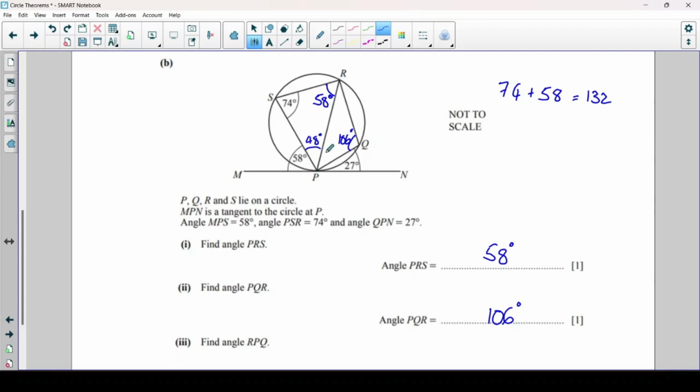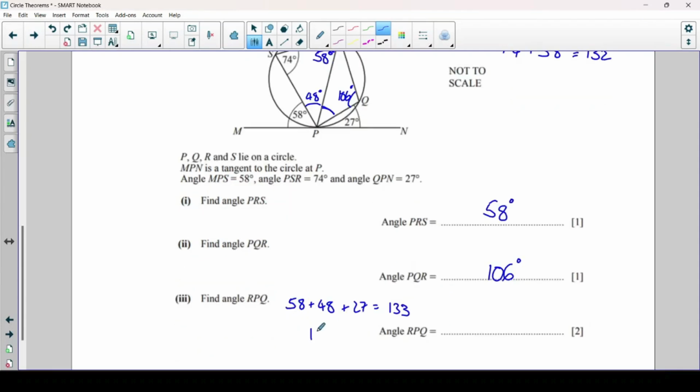And RPQ is that angle there. So it's angles on a straight line. So now we're going to add up all of these things, and it's the little bit that we've got left. So 58 plus 48 plus 27, so what's that? 90, 106, 126, 133, I believe, and then 180, subtract that, is 47 degrees.